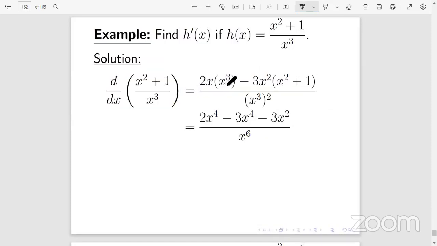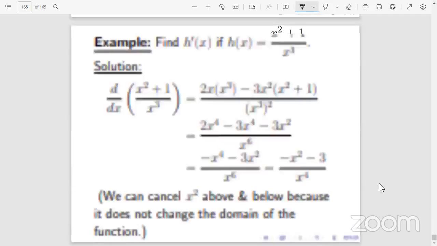So multiplying 2x times x cubed, we get 2 times x to the power 4. Because remember here the exponent is 1, so 1 plus 3 gives us 4. Here 3x squared times x squared, we get 3x to the power 4. 3x squared times 1, we get 3x squared. So we can add 2x to the power 4 minus 3x to the power 4, we get minus x to the power 4. Because now we have x to the power 6 in the numerator, we can factorize x squared in the numerator, we end up with minus x squared, here minus 3. Yeah, I believe the rest is history.